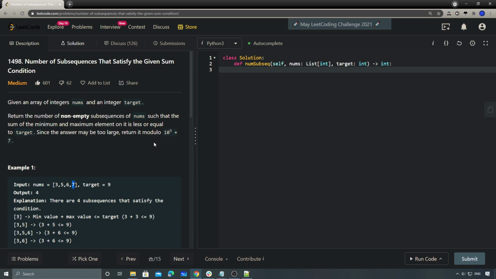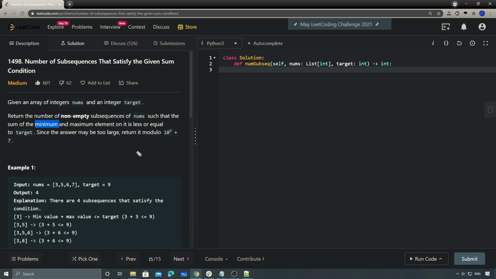Then I thought, maybe we can sort these numbers. Then we know that the later ones are always greater than the current one. That's actually a good start. But if we sort it, then we don't even need DP, because the current one is the smallest. Sorry, the smallest is always the minimum number for all the subsequences starting from the current number.